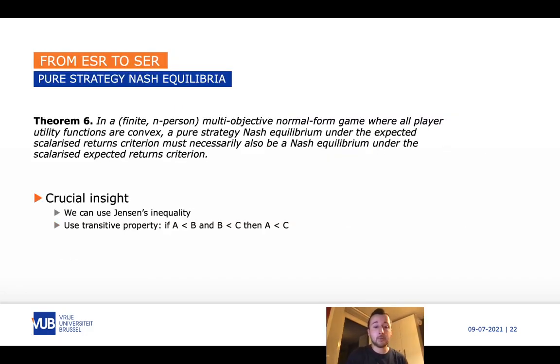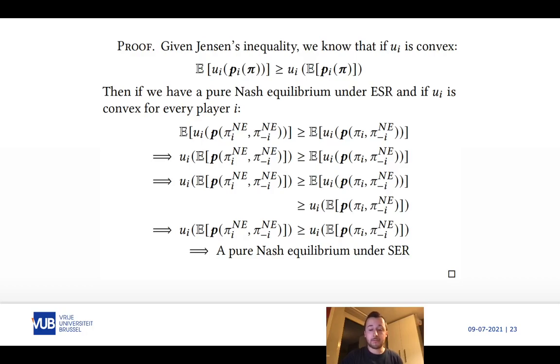Now, lastly, we are able to actually prove that in a multi-objective normal form game, if you say that all utility functions are convex, so if you make that additional assumption, then a pure strategy Nash equilibrium under the ESR criterion is also necessarily a Nash equilibrium under the SCR criterion. And the crucial insight to arrive at this result is that you can use Jensen's inequality and then use a transitive property that says if A is less than B and B is less than C, then of course A is also less than C. Again, I show here the proof. So we start with Jensen's inequality that says if we know that u_i is convex, then the expectation of the utility is larger or equal than the utility of the expectation.